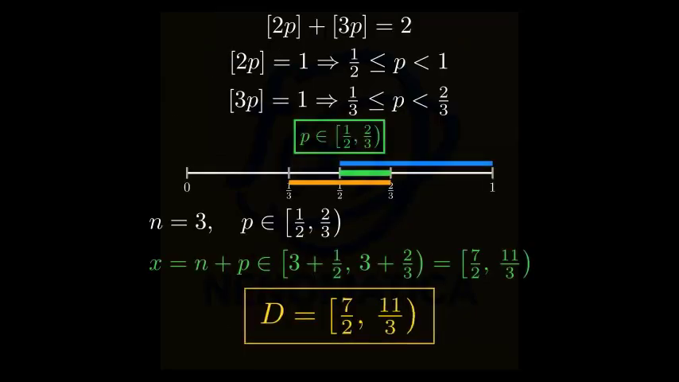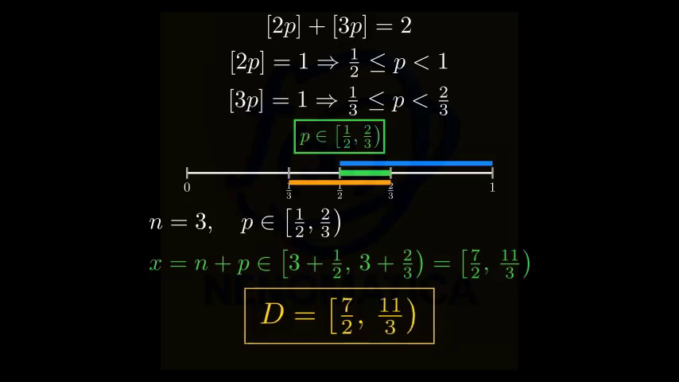Step 4. We now solve for p when the sum s equals 2. The valid combination is the floor of 2p equals 1 and the floor of 3p equals 1. These inequalities give 1/2 less than or equal to p less than 1 and 1/3 less than or equal to p less than 2/3. Their intersection is p in the interval from 1/2 inclusive to 2/3 exclusive. We will visualize this on a number line from 0 to 1.